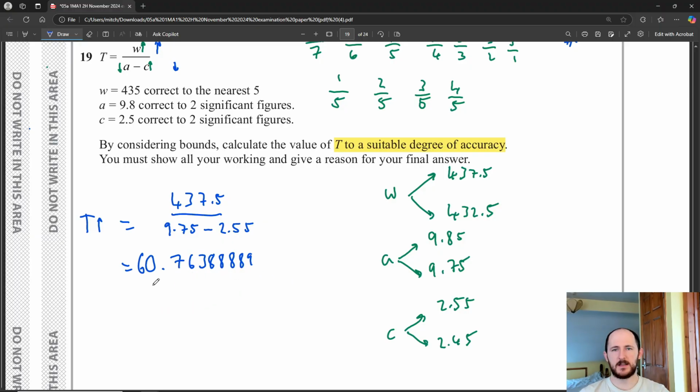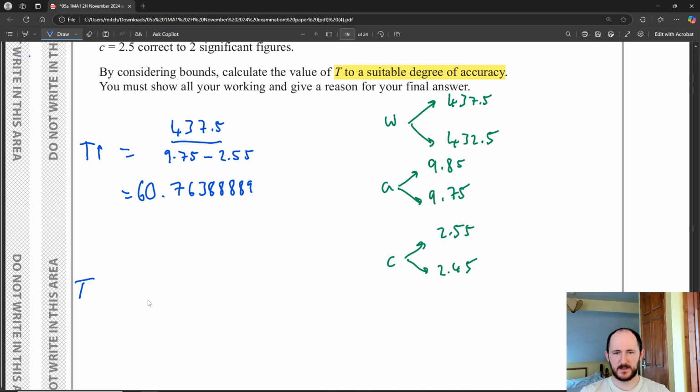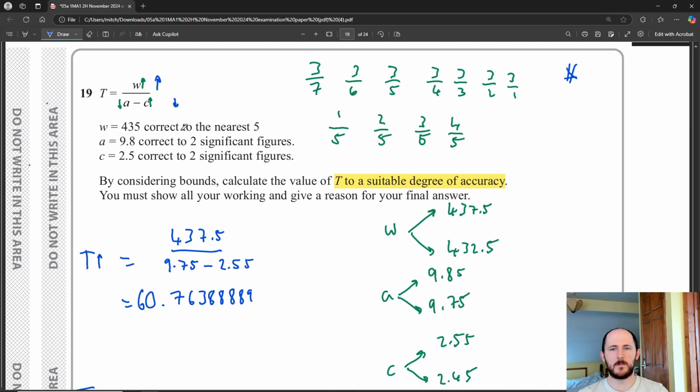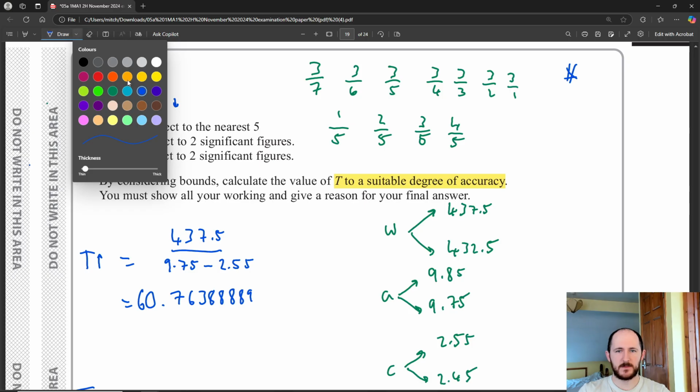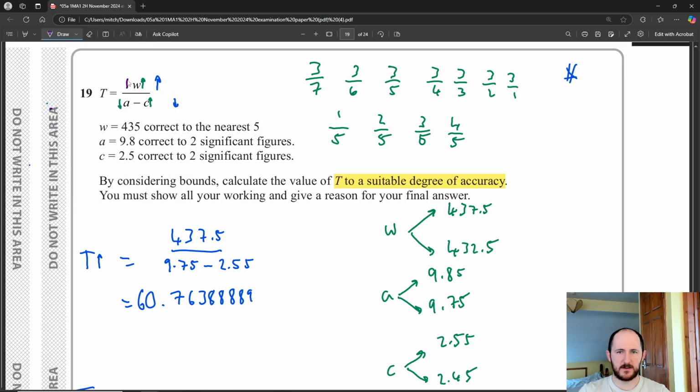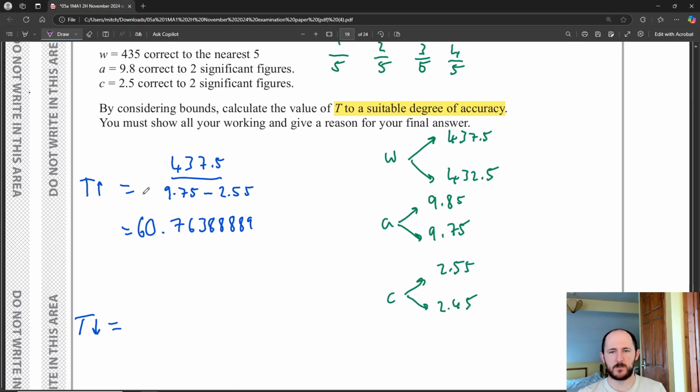decimal places. Cool. Now we need to do the exact same process again, but for the lower bound. Now for the lower bound, here's the good news. If I just swap all of these, that'll give me the lower bound. So if I take the smallest value of w, that'll make the value smaller, right? If I take the biggest value of a and the smallest value of c, that'll give me the lower bound. For the same reason, right? Because we want to make the denominator as big as possible, because as I make the denominator bigger, the value's getting smaller. And I'll make the numerator as small as possible, because as I make the numerator smaller, the overall value is getting smaller as well.